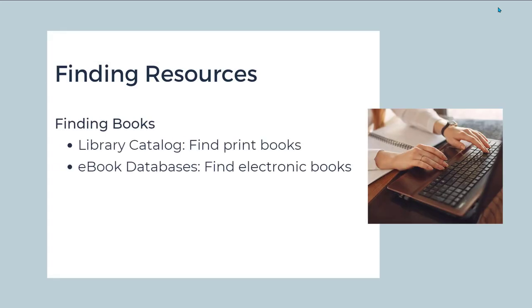When I start demoing, I'm going to show you a few different ways to search. First, I'm going to show you how to find books. With the library catalog, you can find print books that we have in the Montgomery Library. We also have some ebook databases which have electronic books which you can access freely through your browser and read online.